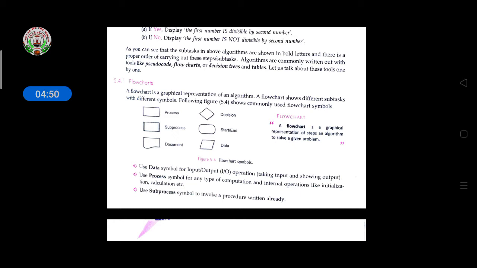Use the data symbol in input output (I/O) operations, taking input and output data. Then use the process symbol for any type of computations and internal operations like initialization, calculation, etc. Then use the sub process symbol to invoke a procedure already written.